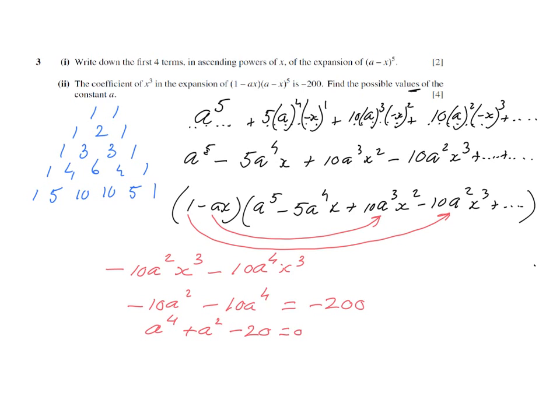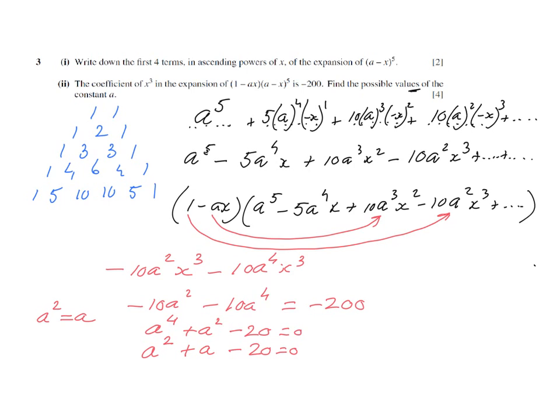Well, let's just imagine that a squared is the same as a. Then that first term will be a squared plus a minus 20 equals 0. I'm manipulating the equation now because I do know how to solve quadratic equations. So I'm saying a squared is going to be a. So a to the power 4 therefore becomes a squared, and a squared then becomes a. At the end of this question, I will take care of that again.